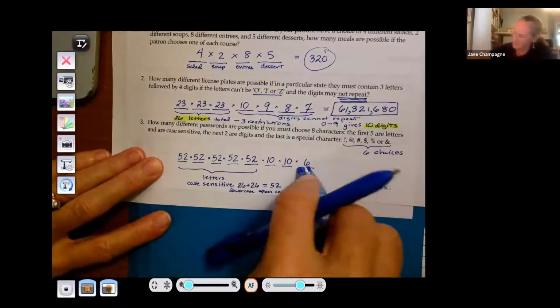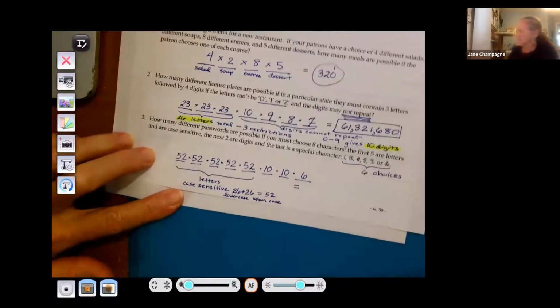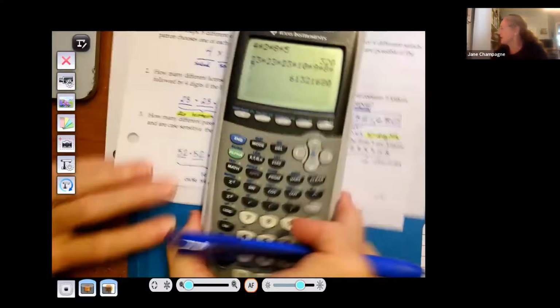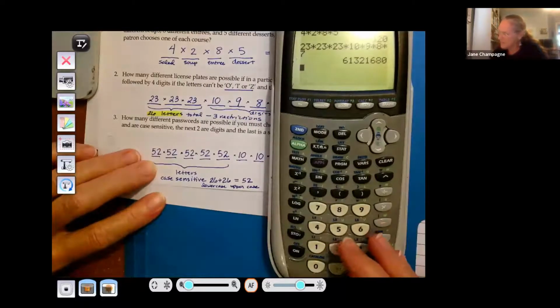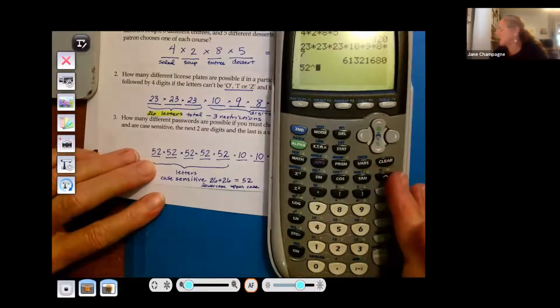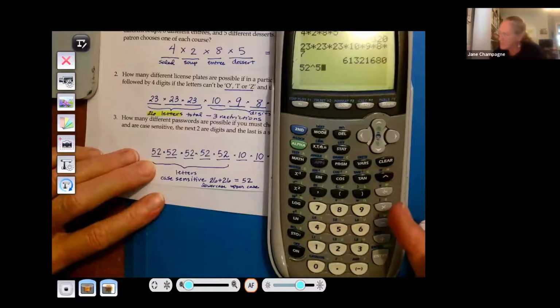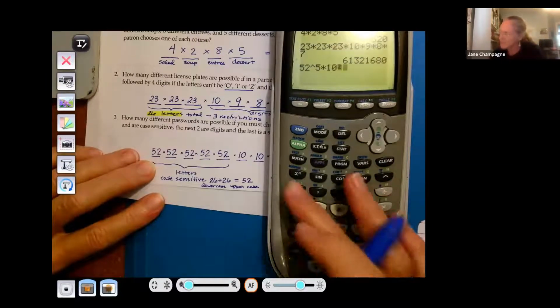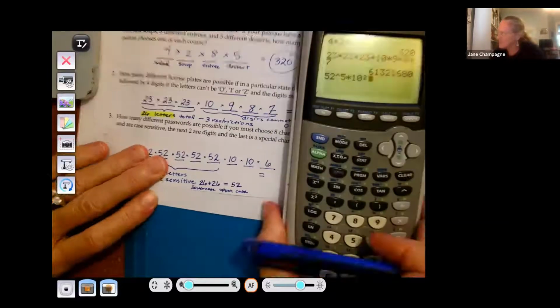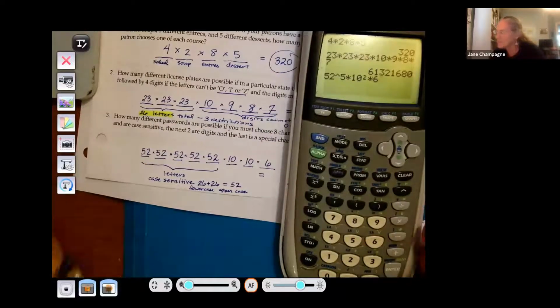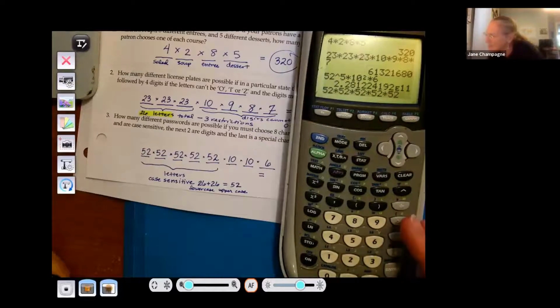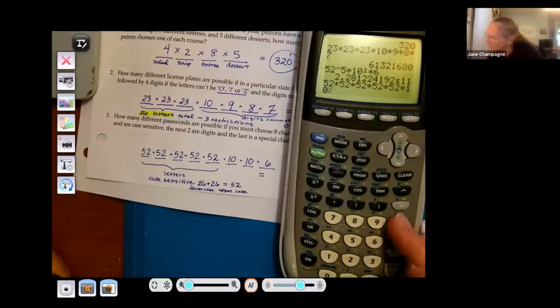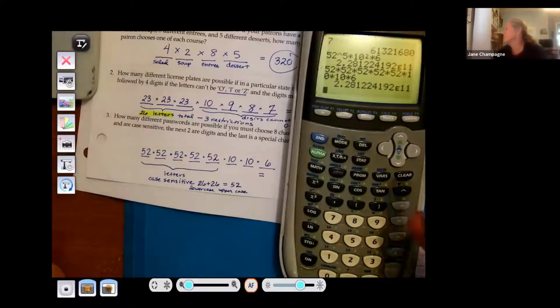No, stuck. Oh well. All right, so we are multiplying 52 times itself 5 times. So one shortcut is to the 5th power. And then we've got 10 twice. And then we've got 6. Right, so you can use powers if you want. Obviously, that's the same thing as 52 times itself 5 times and 10 times itself twice and then 6. So sure enough, this is a huge number.